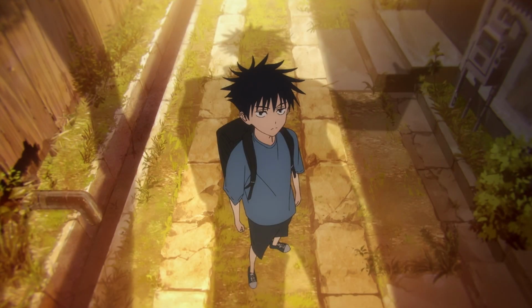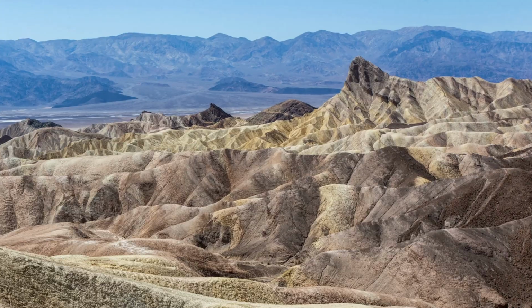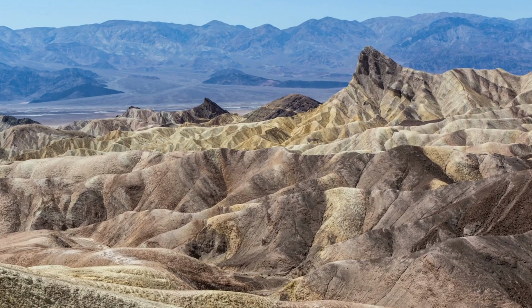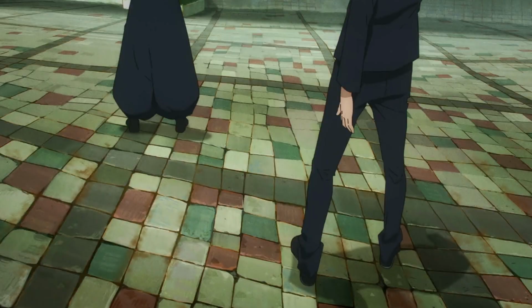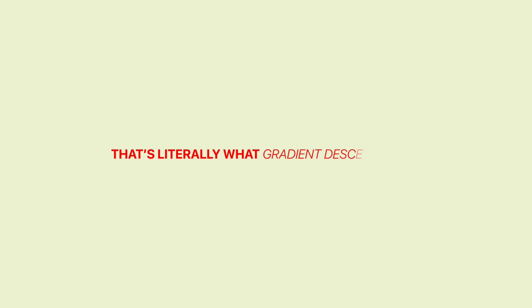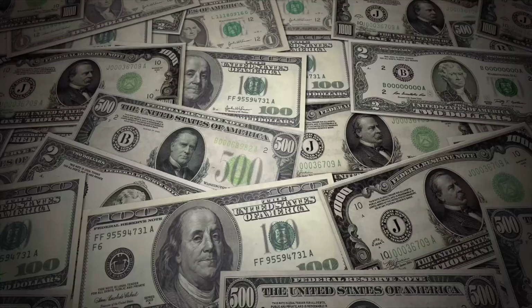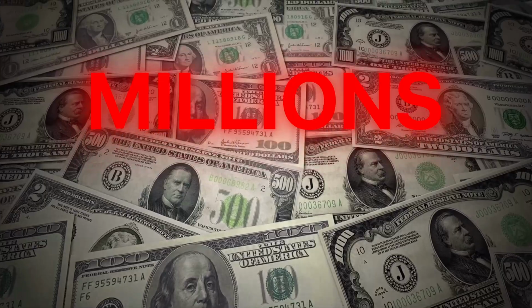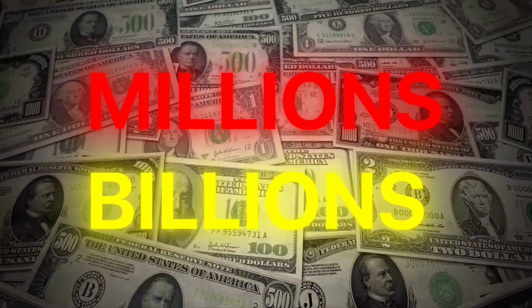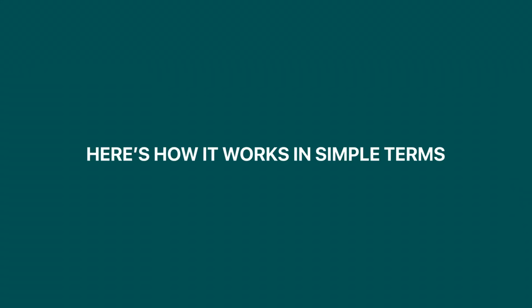Imagine you're standing on a mountain, blindfolded, and your goal is to reach the lowest point in the valley. You can't see anything, so you take tiny steps downhill, always going in the direction that feels steepest down. That's literally what gradient descent does. It's the algorithm that tells AI how to learn, by finding the best values for millions, or even billions, of parameters.